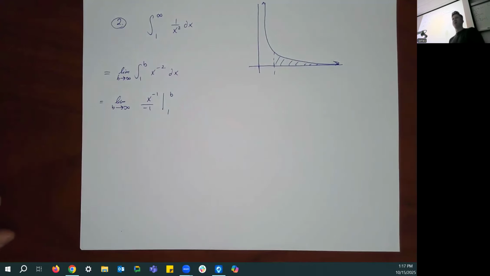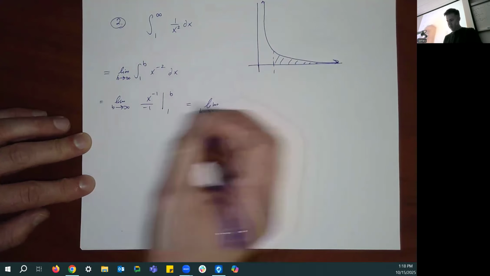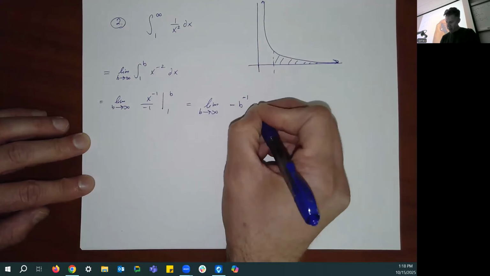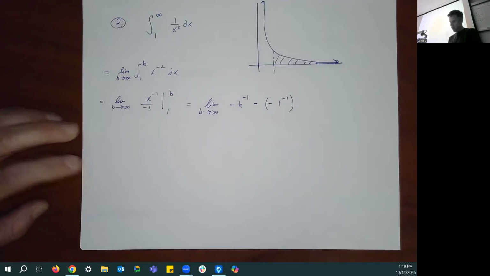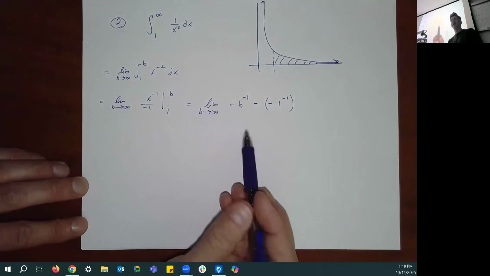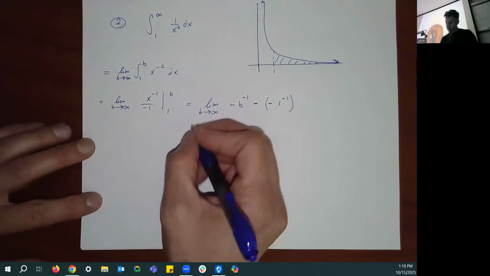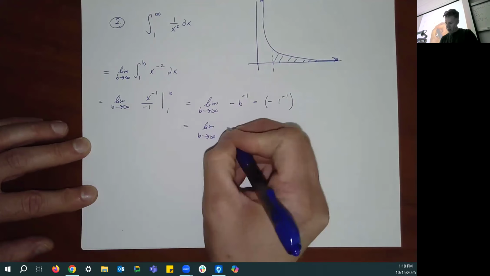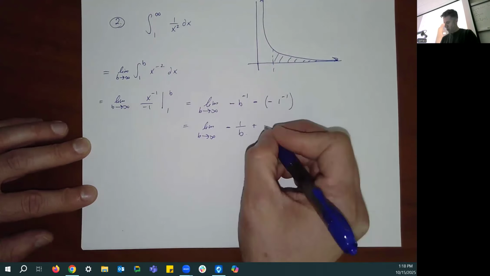When I have infinities, I really don't like negative powers. I would find it more difficult to deal with this, dividing by negative 1 is the same as multiplying by negative 1, as negative b to the negative 1 minus negative 1 to the negative 1. I don't like that. Here's what I would rather write. I'd rather use a positive power. It just makes it easier for everyone to see what's happening. So equivalently, we can write this as the limit as b goes to infinity of negative 1 over b, plus 1 over 1, which is just 1.